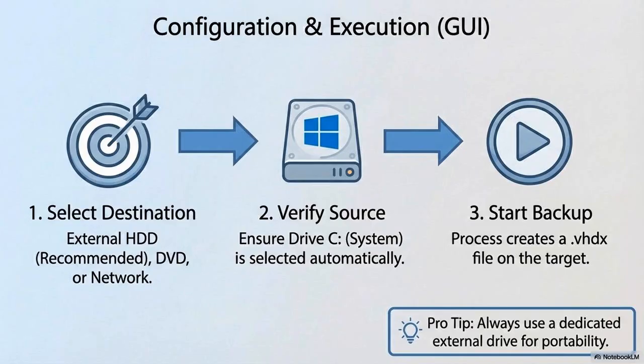And big is the operative word here, right? We need to manage expectations about storage. Right. A system image captures everything required for Windows to run. That means the Windows folder, program files, your user data. Depending on your setup, we are talking 50, 100, maybe 500 gigabytes. So don't try to put this on that little thumb drive you have. Please don't. Now, when you run this tool, it defaults to selecting the C drive.